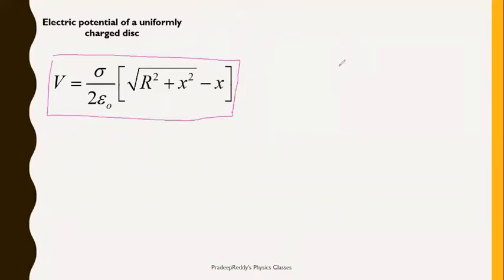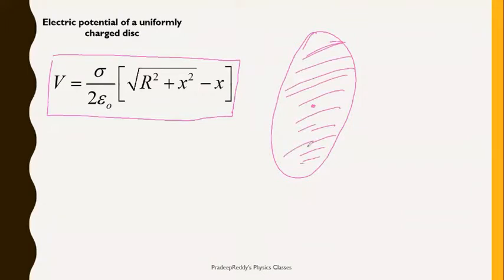So for that, first let me take a disk. This is a disk, and this is the center of the disk. As you know, disk means the charge is completely distributed throughout the surface, right? Now this is a disk, and this disk has radius r. I want to find out electric potential at this point. Now let me consider this distance as x.